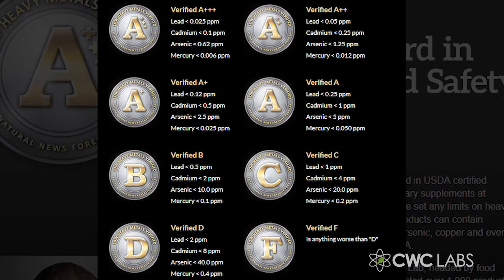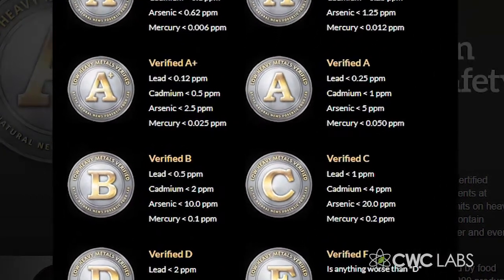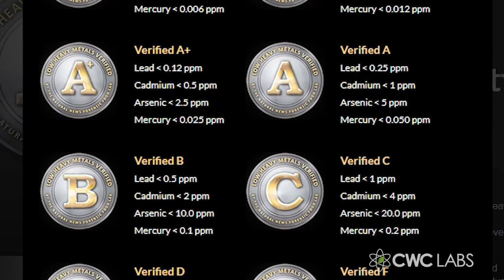ppb. So for example, let's go to verified A, which shows you that lead has to be less than 0.25 ppm. Well, how many ppb is 0.25 ppm? The answer is 250. You simply move the decimal point over 3 places to get ppb. So 250 parts per billion of lead or less would be considered A status, or A verified.